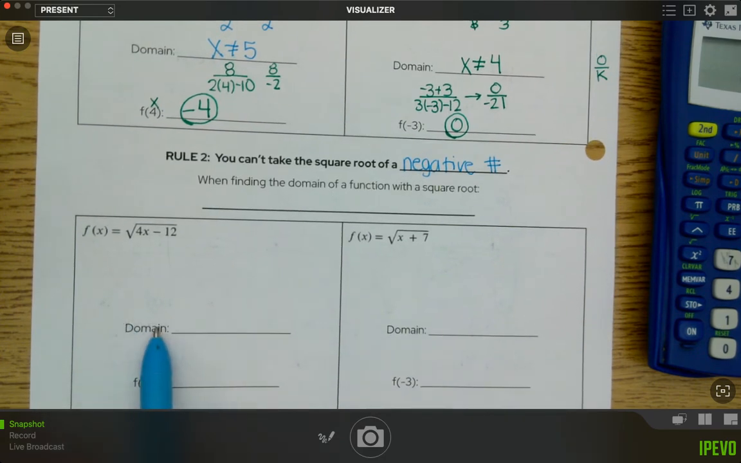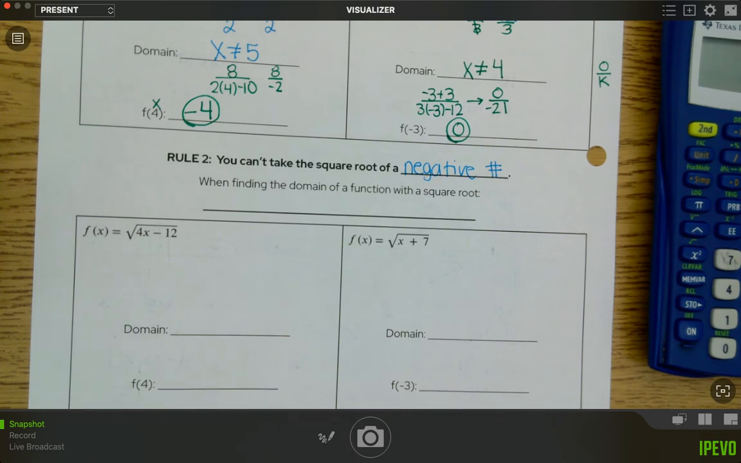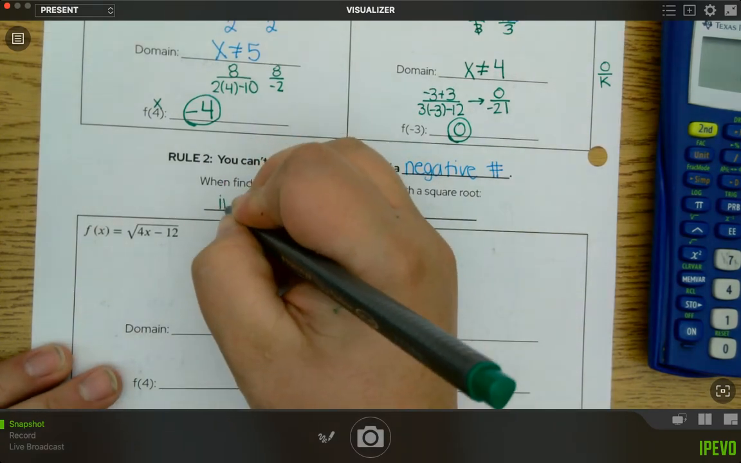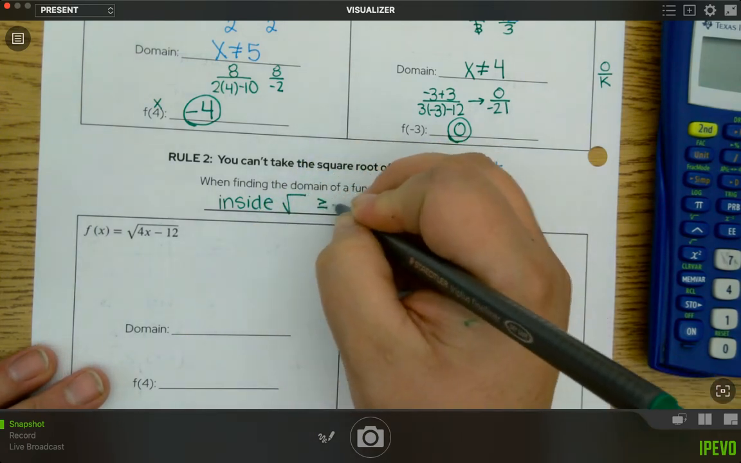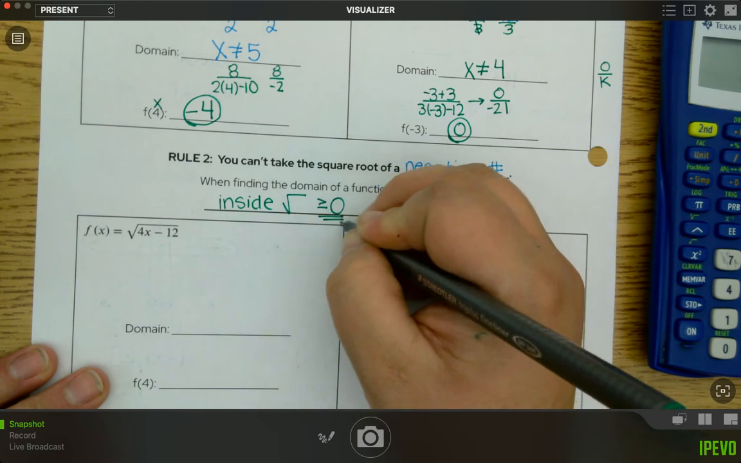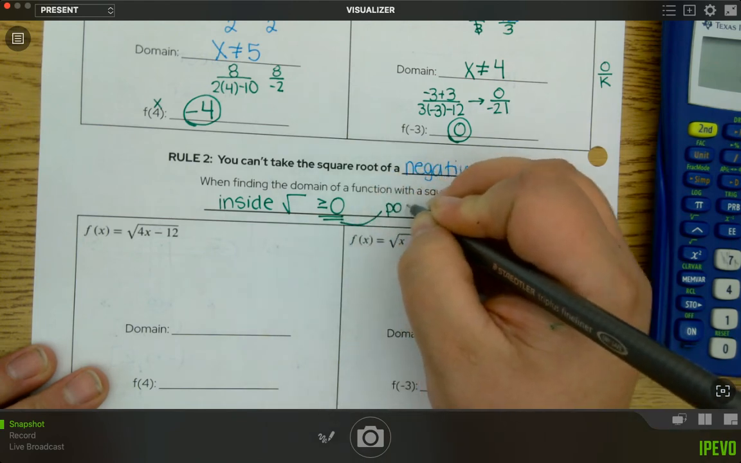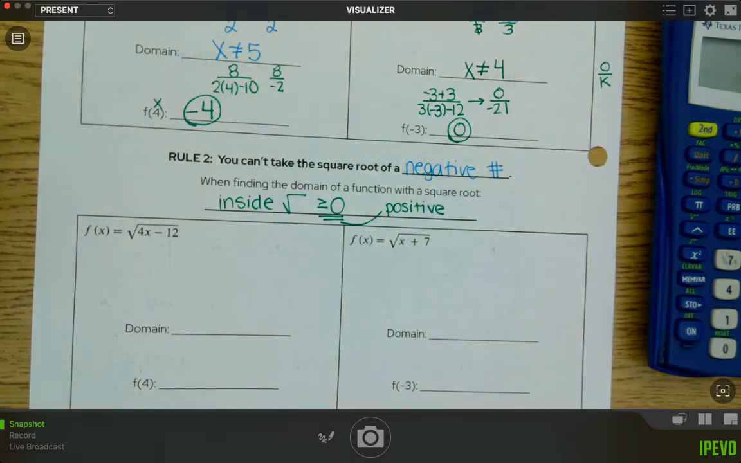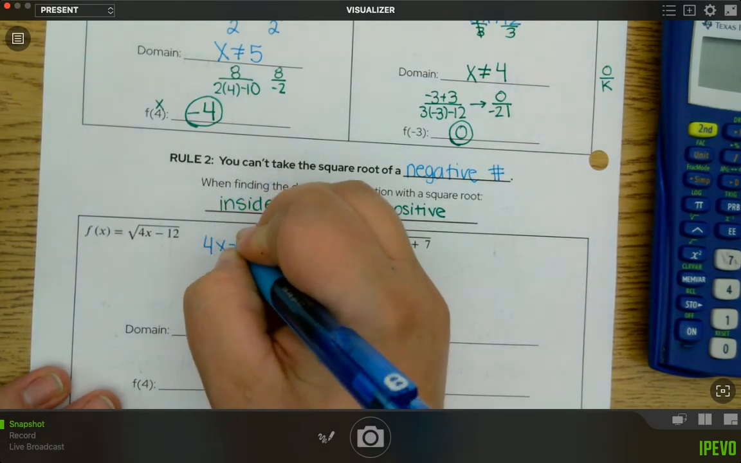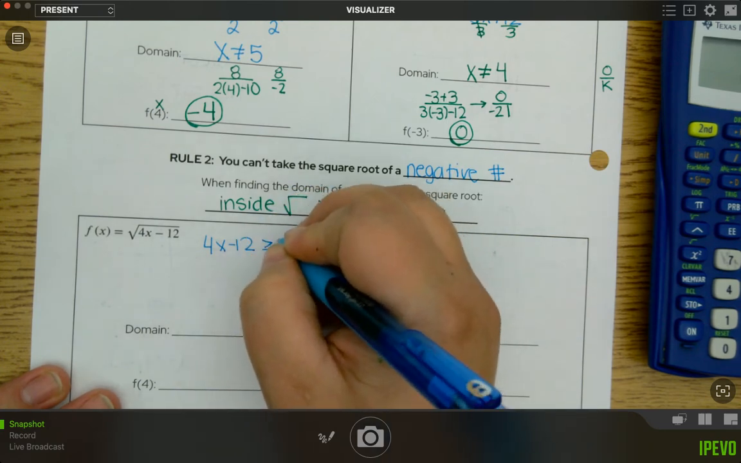Domain is all the possible x values, and if you type in an x value that's not part of the graph, then it's not going to work, and it's going to give you a domain error. So what we're going to do for this one is whatever is inside the square root, you need to say that it's greater than or equal to 0. Okay, because this is the same thing as saying that it has to be positive. Okay, so for this first one, 4x minus 12 is greater than or equal to 0.